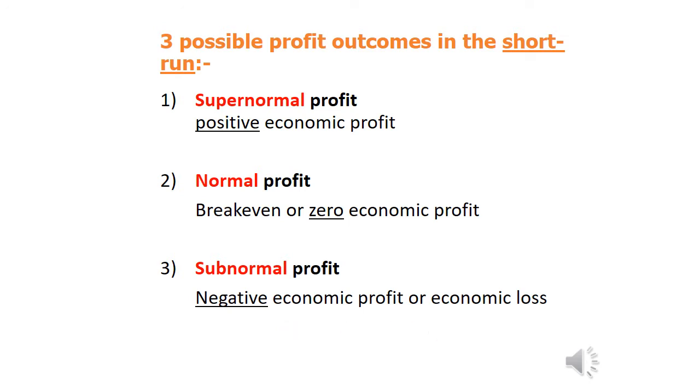So the notion of profit levels is not very different from the layman's understanding of making money, breaking even, and losing money. Just that the names are different. Making money, supernormal. Break even, normal. Lose money, subnormal. You must remember the different names, the different descriptions for different profit levels in the short run. In the short run, all these profit levels are possible.